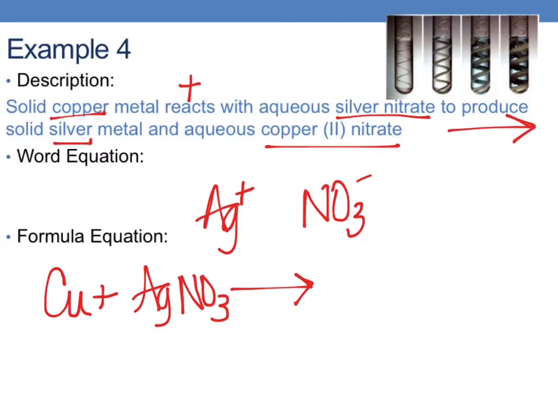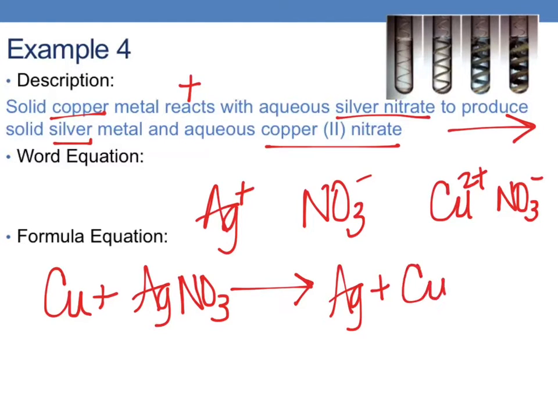To produce silver metal. So I'm skipping the states of matter. I'm just not putting them in there. You can put them in there if you want. So what's the formula for silver? Ag, plus copper 2 nitrate. Copper 2 tells me it's a 2 plus, and nitrate is a negative 1. So CuNO3 2.